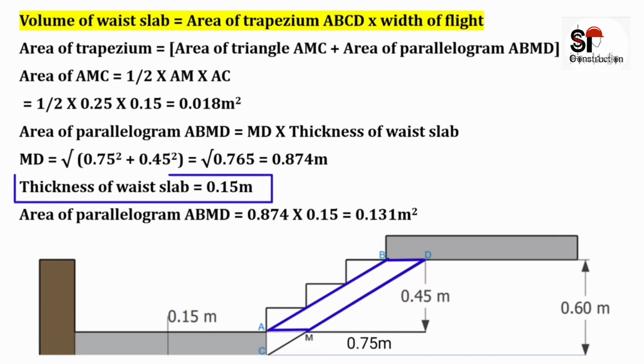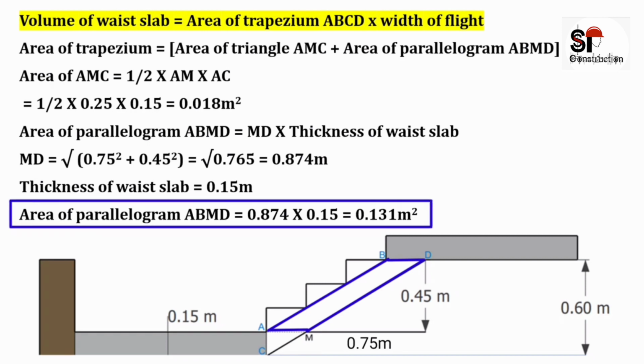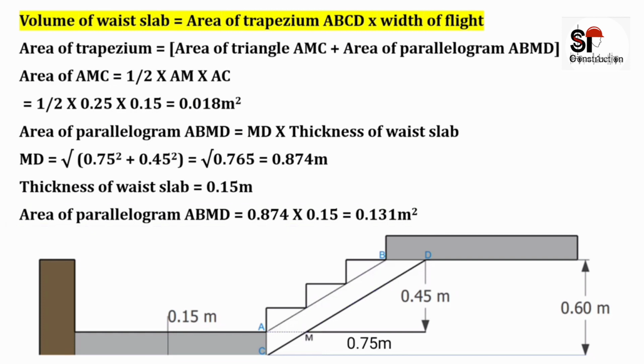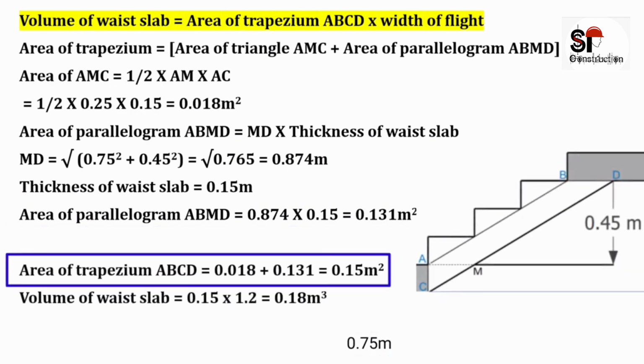The thickness of waste slab is already given as 0.15 meter. Hence the area of parallelogram ABMD will be equal to length of parallelogram, which is 0.874, into thickness of waste slab, which is 0.15, and the total will be 0.131 meter square. On substituting these values, area of trapezium ABCD will be equal to 0.15 meter square.